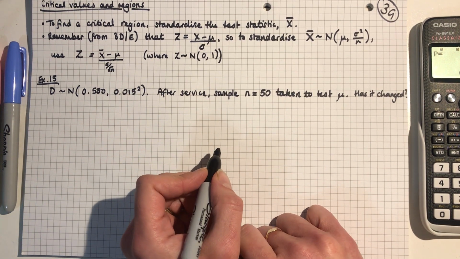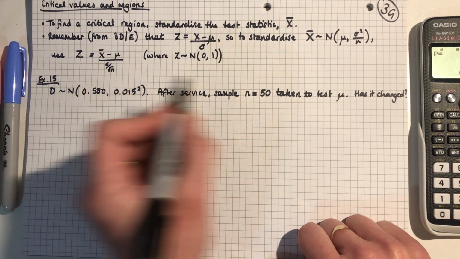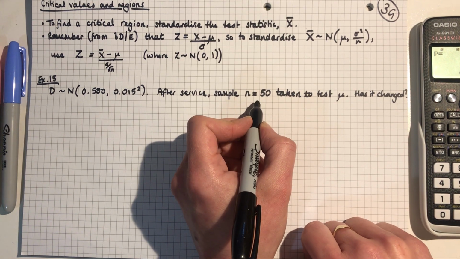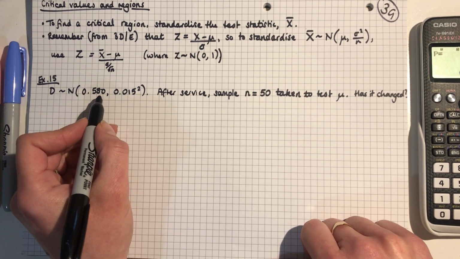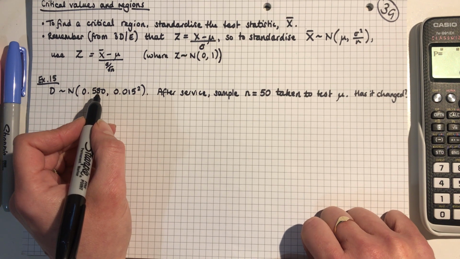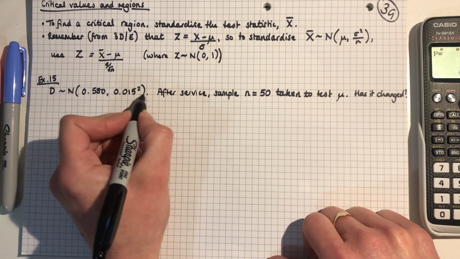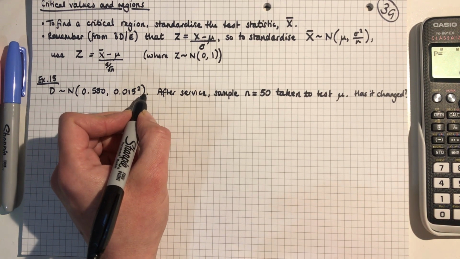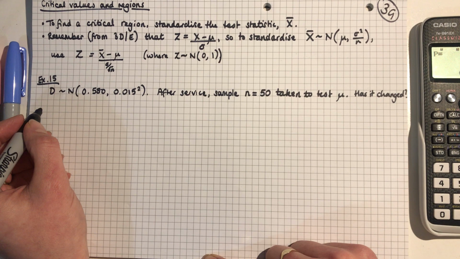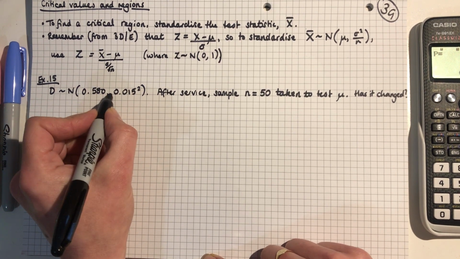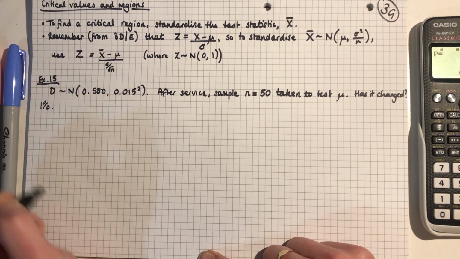Now it tells us that the machine gets serviced, and after the service they want to know whether or not these parameters have changed. So they take a sample of 50 bolts from the next production run, and they find the mean of these 50 bolts to see if it's changed from 0.580. What they find is that the standard deviation of the bolts that they test is still 0.015. Before they actually tell us what the mean is, the question is asking us to find the critical region for this test, the values that would cause us to assume that this has actually changed, and they want us to do it at a 1% level of significance.